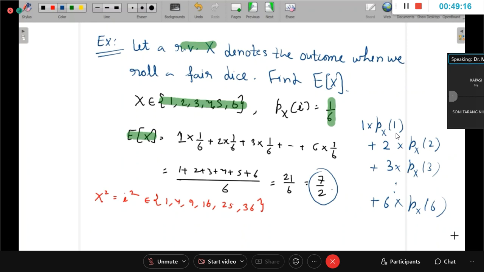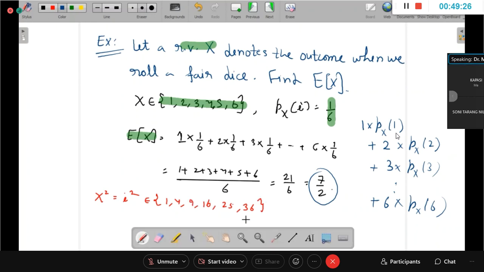Now, once you talk about this X, you can certainly talk about X square. I am now going to define what you understand by this X square. So we are going to identify this.